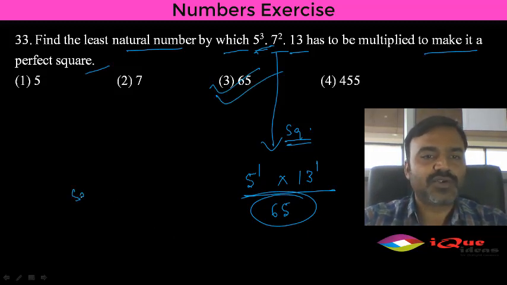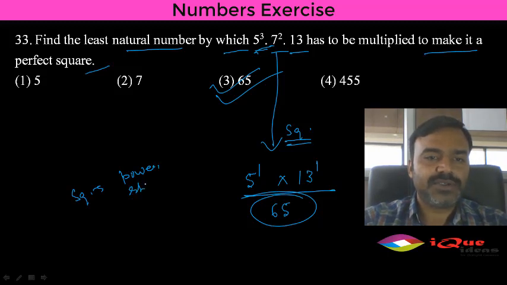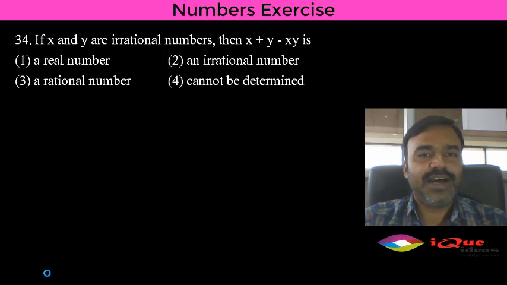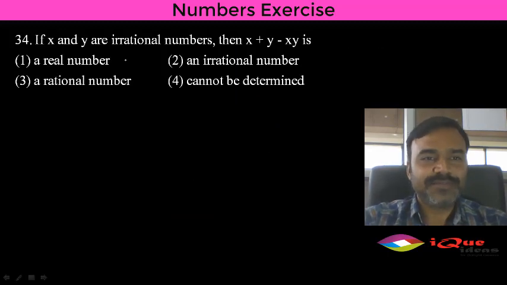Just remember, for square, power should be even. Power should be made equal to even. Okay. And for cube, the power should be made equal to a multiple of 3. Right. Now comes the next question.